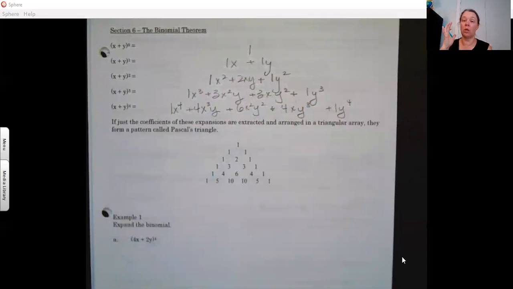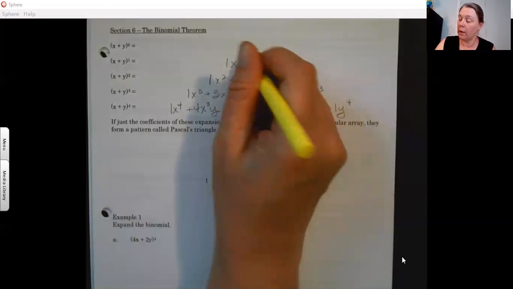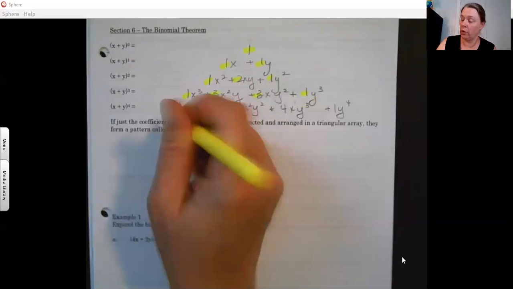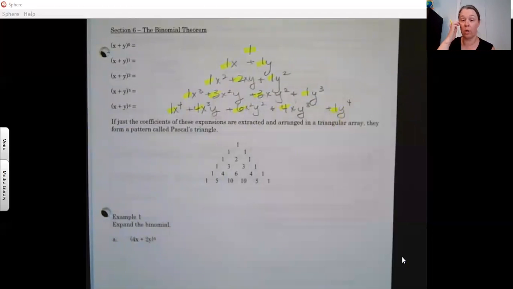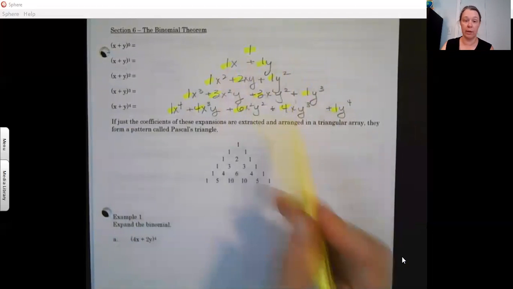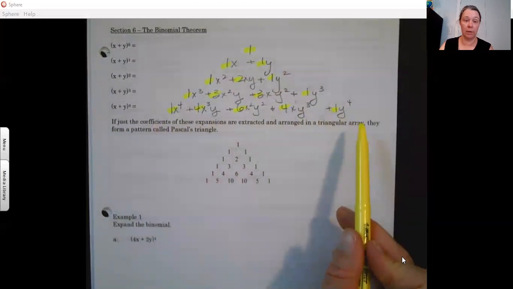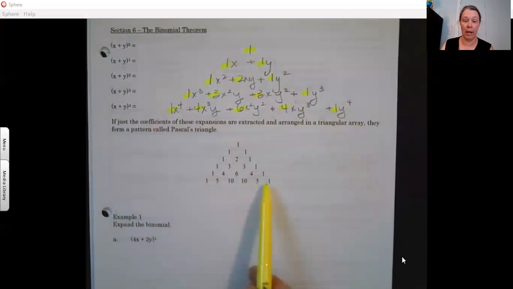So now's the time to start really looking for patterns, because what if I asked for it to be to the 5th? Could you guess what that is going to start out as? Probably you're like, oh, it's going to be 1x to the 5th for sure. Now these coefficients have significance. If you remember Pascal's triangle from before, and here it is, you see that the coefficients on those expansions are the same as Pascal's triangle. So if we were to get the expansion of x plus y to the 5th, these would be my coefficients.